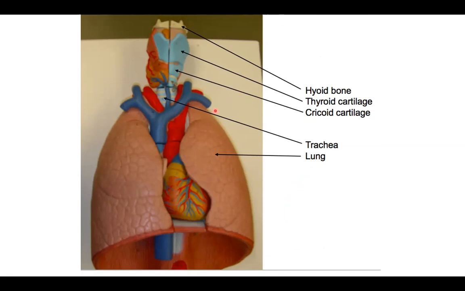And of course, you have your lungs. And the muscle you see right here down below, that would be the diaphragm, which is separating the thoracic cavity from what's underneath it, which is the abdominal cavity.